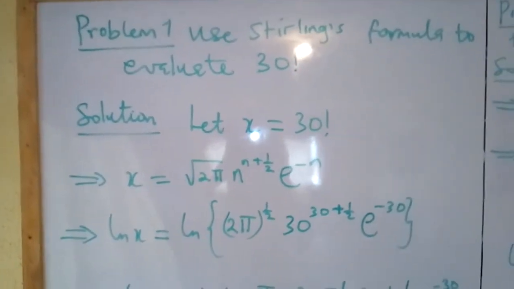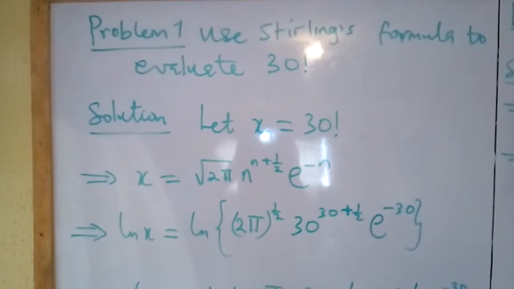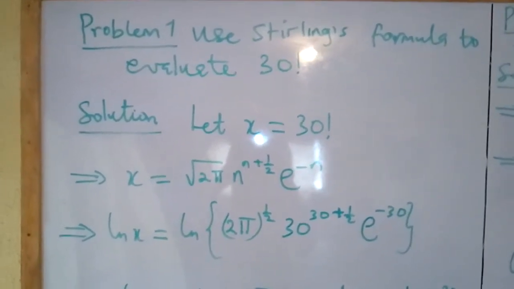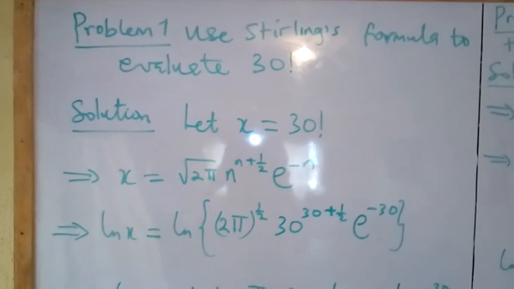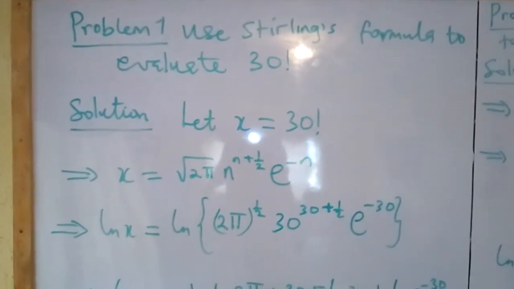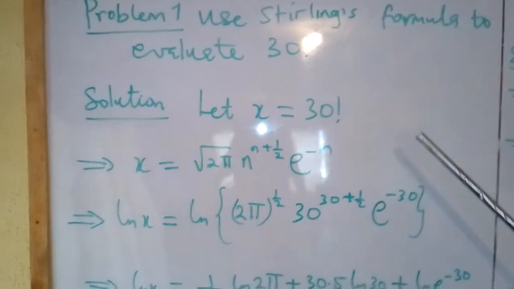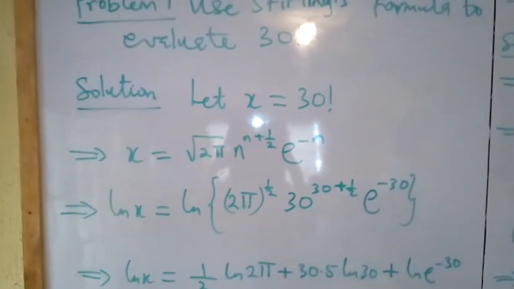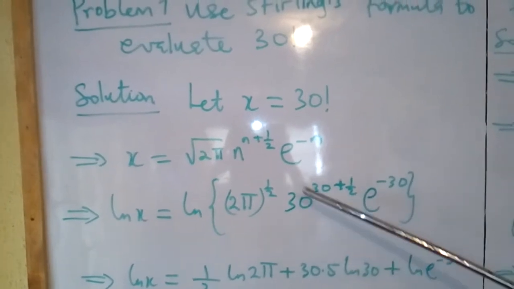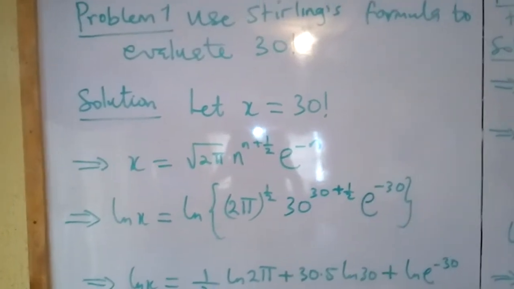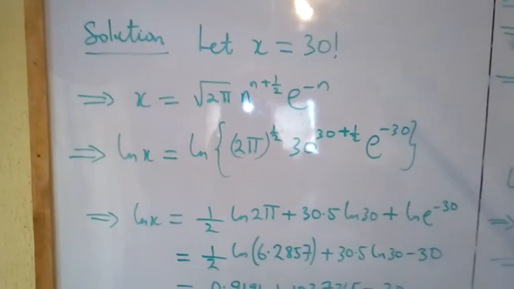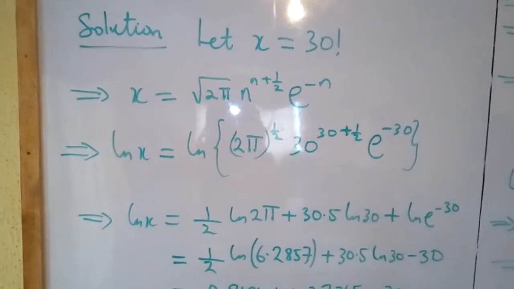Now we are going to solve problems using Stirling's formula. Problem 1 says use Stirling's formula to evaluate 30 factorial. Solution: let s equal 30 factorial. We apply the formula now. This s is equal to root of 2 pi times n raised to power n plus half times e raised to power minus n.